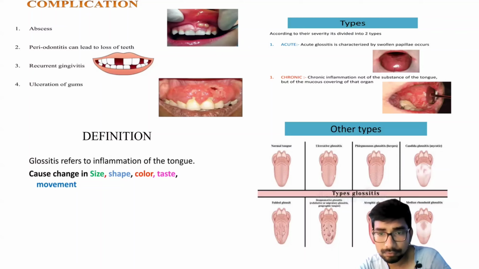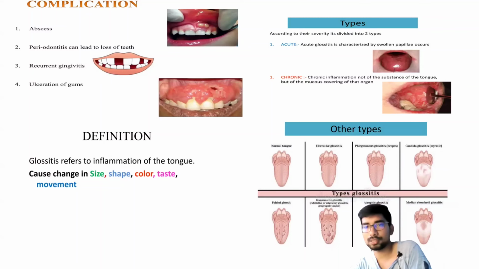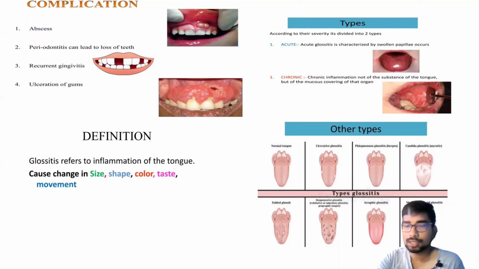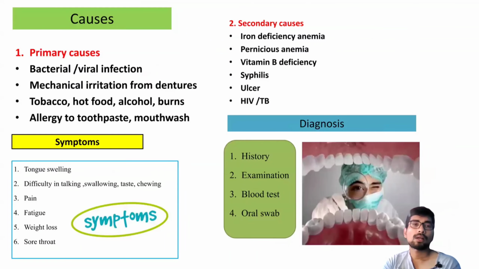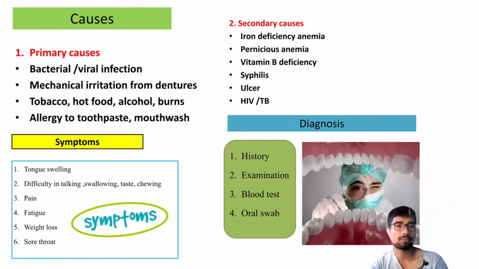And this is folded glossitis. And this is desquamative glossitis. This is atrophic glossitis. And this is median rhomboid glossitis. Causes of glossitis: primary causes are bacterial or viral infection, mechanical irritation from dentures, tobacco, hard food, alcohol, burns, and allergy to toothpaste or mouthwash. Secondary causes are iron deficiency, vitamin B12 and B deficiency, pernicious anemia, syphilis, ulcer, HIV, and tuberculosis.